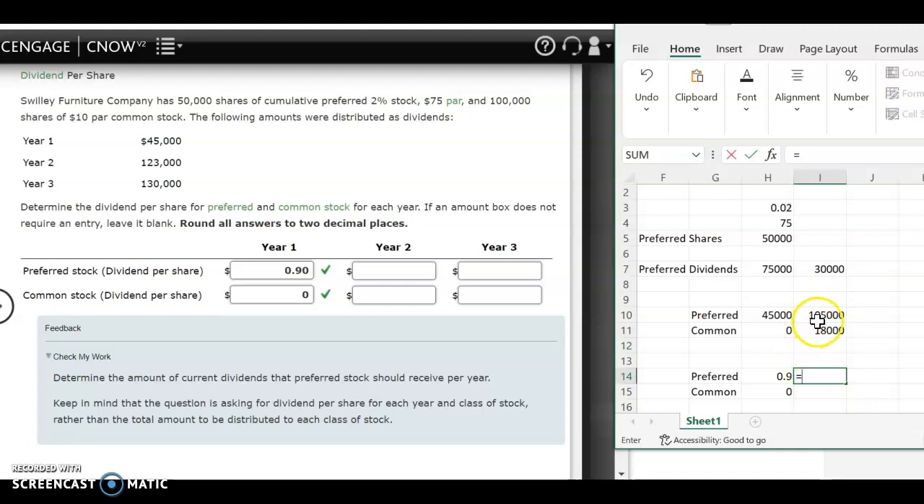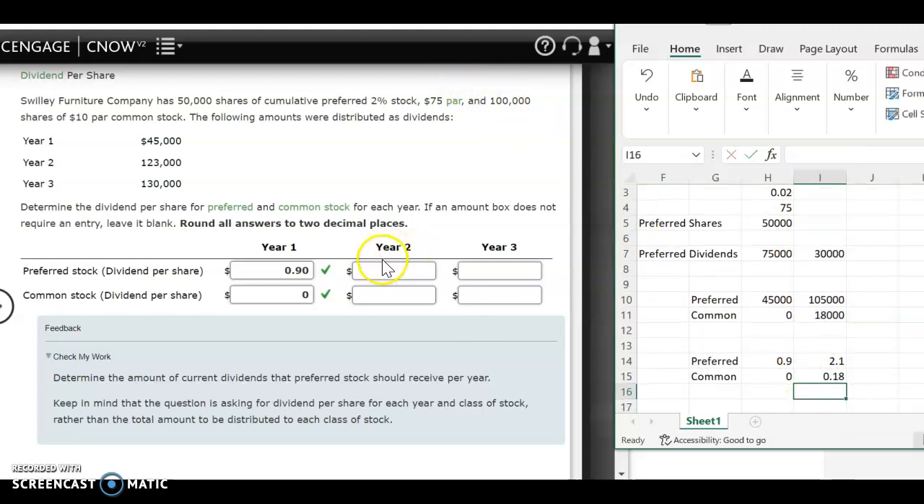Now, divide preferred 105,000 by the total number of preferred shares, which is 50,000. Okay, and then for common, we gave out 18,000. There are 100,000 shares of common that's given to you. So here is our amount. $2.10 a share, and then 18 cents per share.